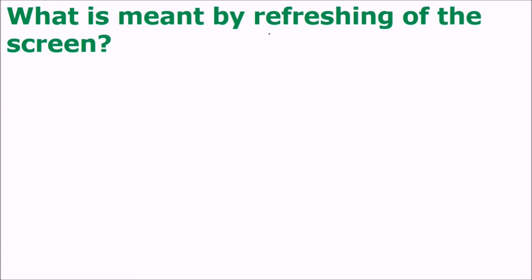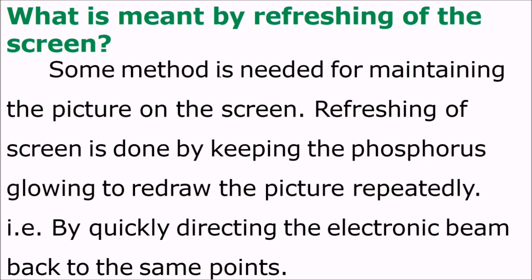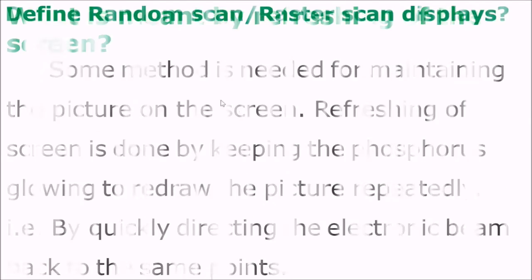What is the meaning of refreshing? What is meant by refreshing of the screen? Some phenomena or method or technique is needed to maintain the picture on the screen. So refreshing of the screen is done by keeping the phosphorus glowing to redraw the picture repeatedly. So this is for CRTs. The technology has changed, and it works by quickly directing the electron beam back to the same point.